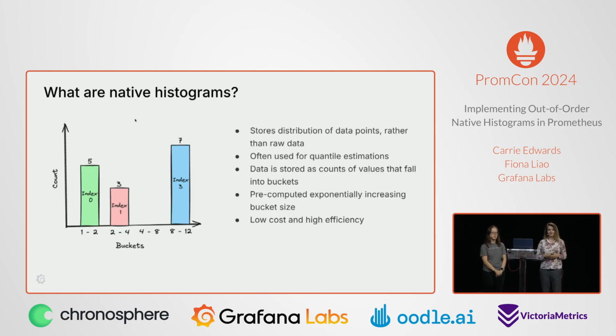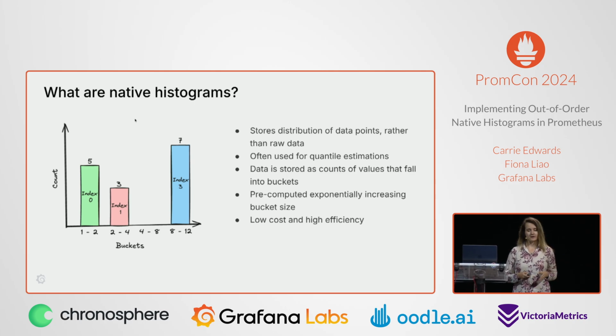So I know there's already been a lot of really great talks on native histograms, so you've already heard a lot about them, but I'm going to quickly summarize them again. Native histograms are similar to classic histograms. They store a distribution of data points rather than raw data. They're frequently used for quantile estimations. The data is recorded in counts of values that fall into certain ranges, and these are called buckets. So in this example, we have 5 values in the range of 1 to 2, 3 values in the range of 2 to 4, 0 from 4 to 8, and 7 from 8 to 12.